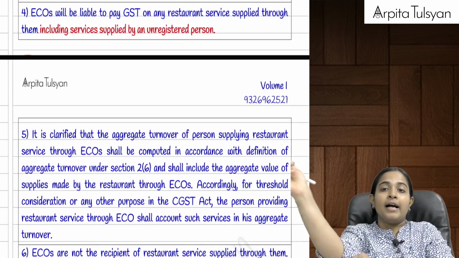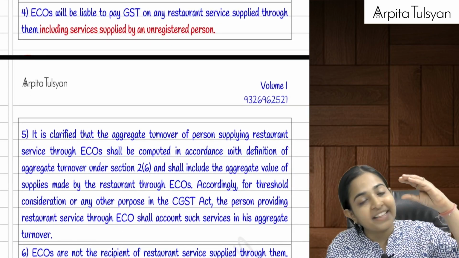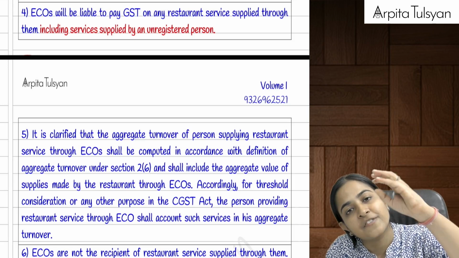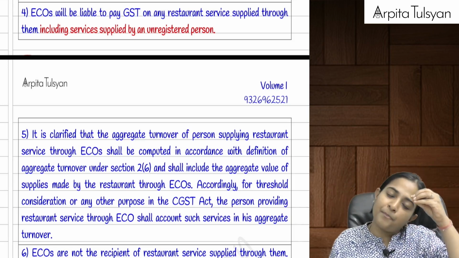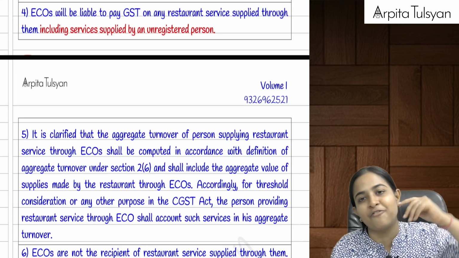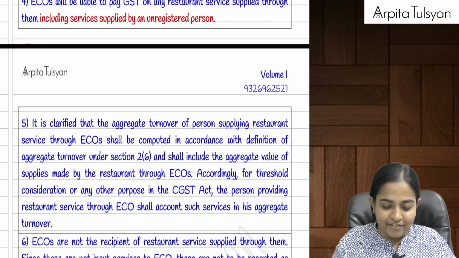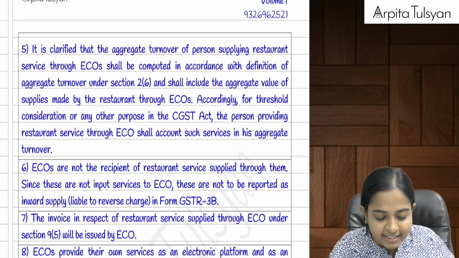Now irrespective of the fact whether Shiv Sagar is registered or unregistered, same example I am continuing. Irrespective of that, provisions of section 9(5) will be applicable if you are falling under that restaurant services. So registered, unregistered, doesn't matter.